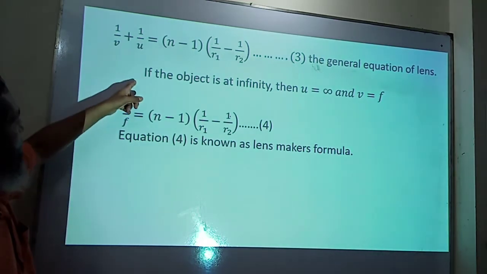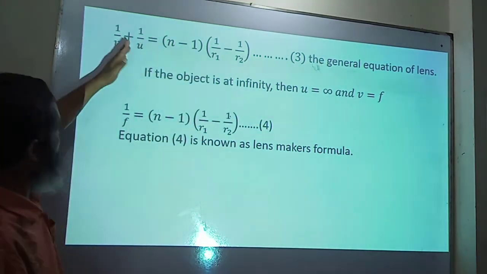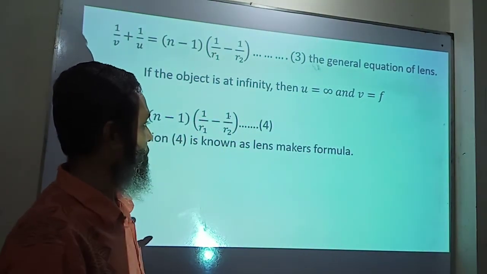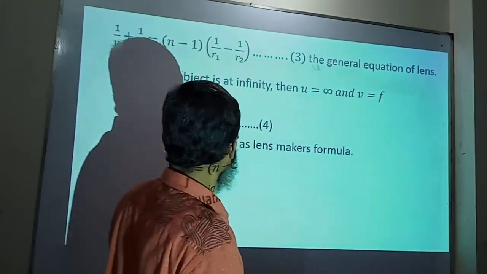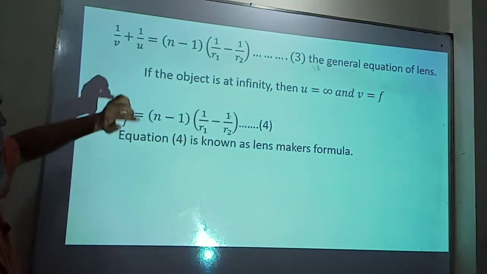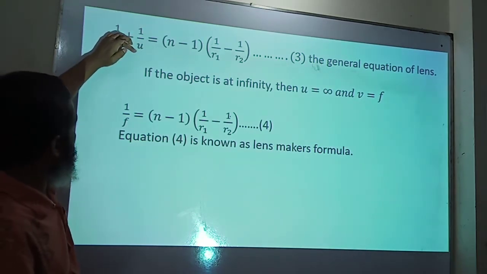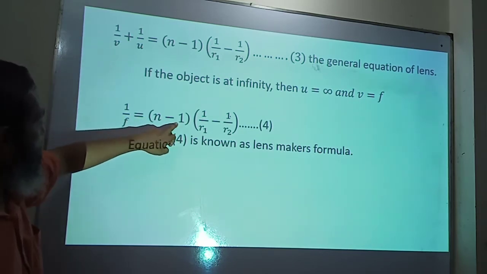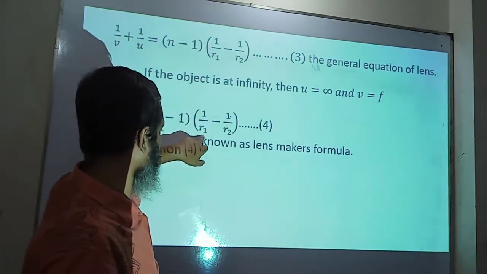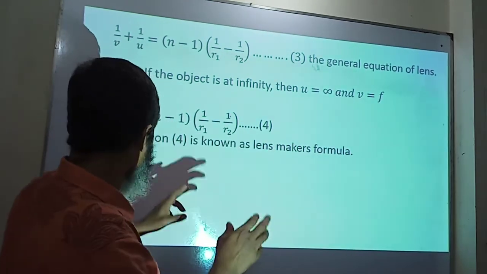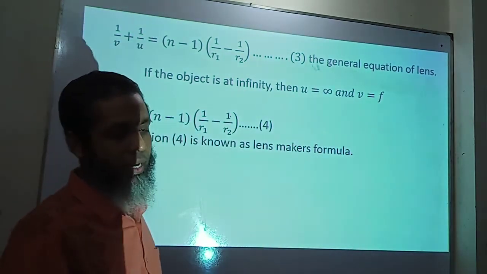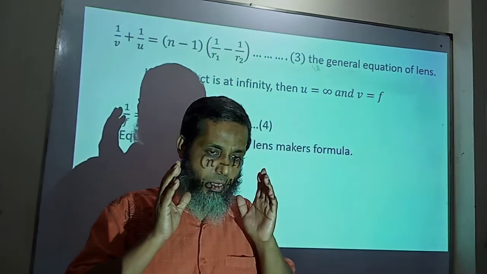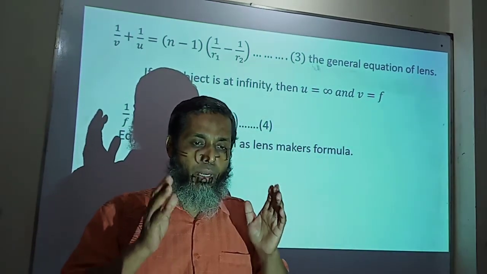Now, if the object is at infinity, that is u is equal to infinity, then we know that the image will be formed at the principal focus, that is v is equal to f. So we put the value: 1/u is equal to 0 because 1 by infinity is 0, and v is equal to f, so 1/f is equal to (n-1) into (1/R1 minus 1/R2). That is equation number 4. This equation 4 is the lens maker's formula. I hope you understood the equation for making of lens.